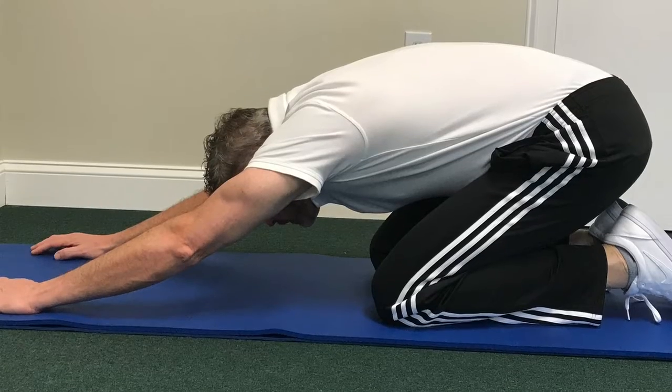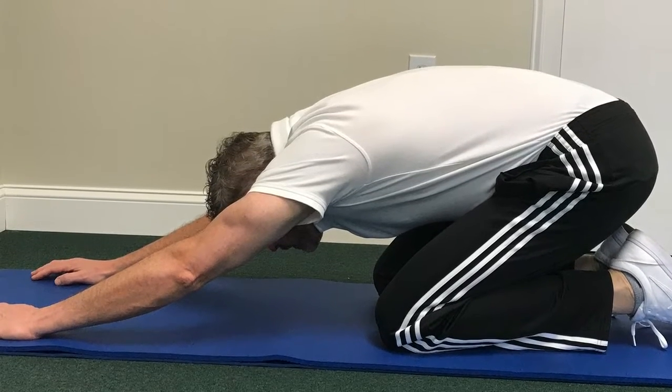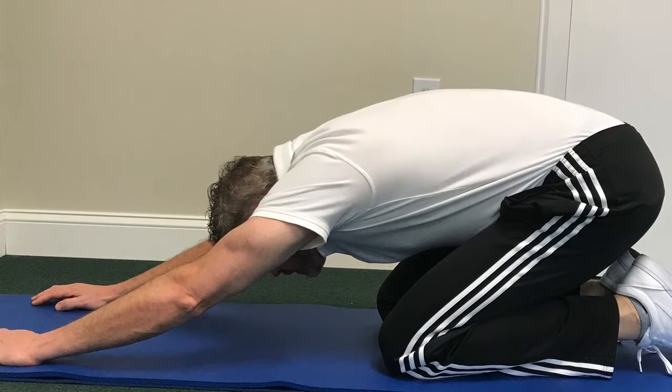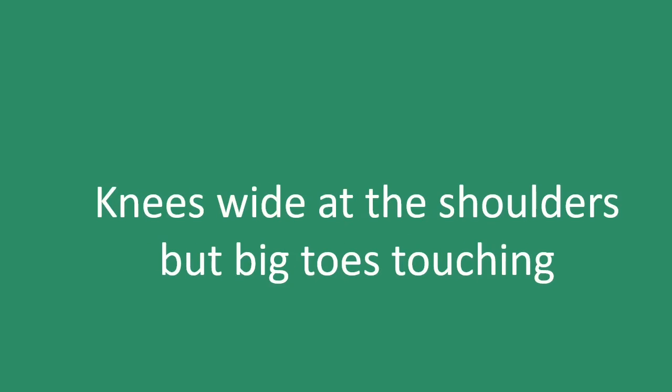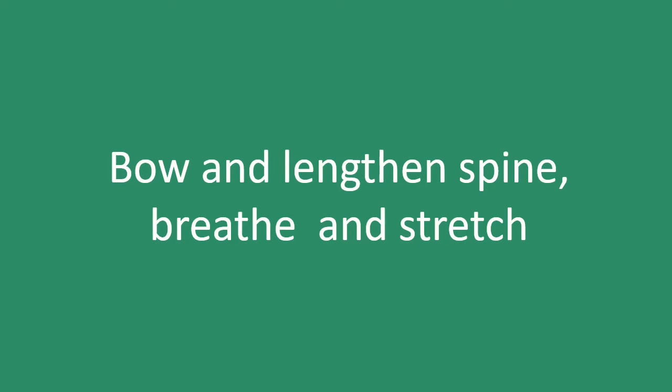In the child's pose, place your hands and knees on the floor. Hands wide, knees hip width apart. Knees should be wide, but the big toes touching. Rest the buttocks on the heel, flatten the feet to the floor, bow and lengthen the spine. Breathe and stretch.